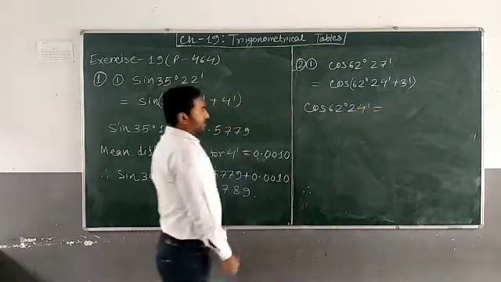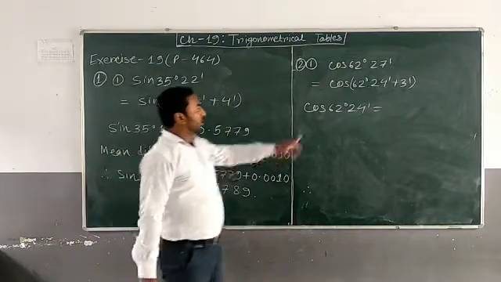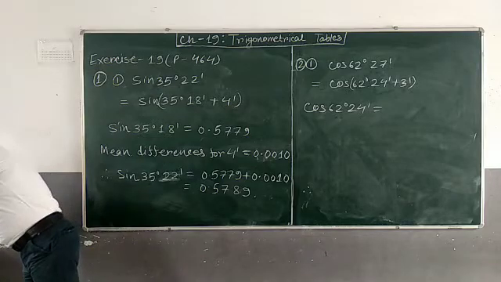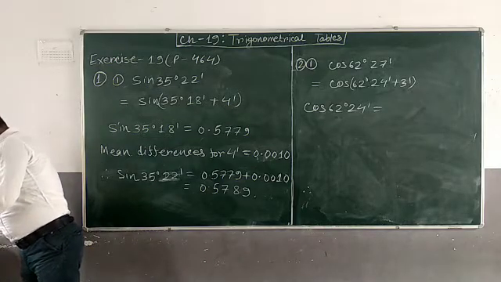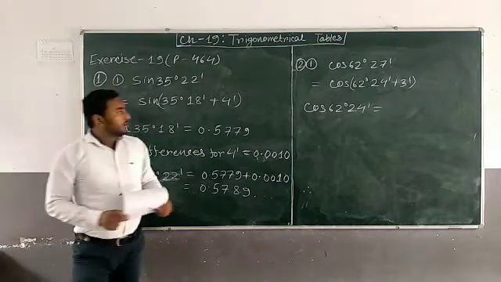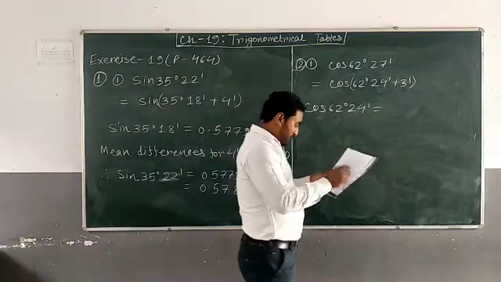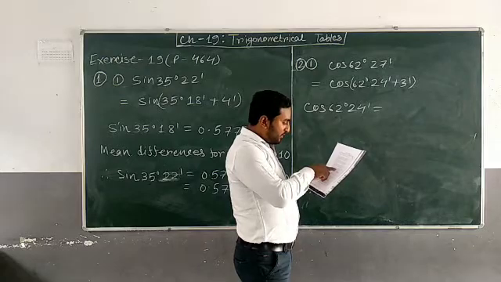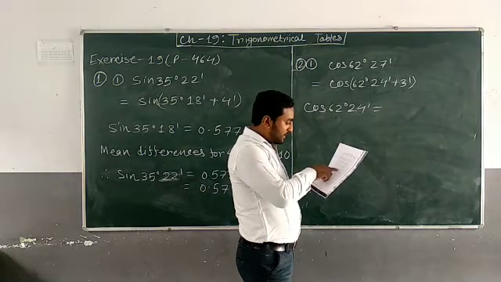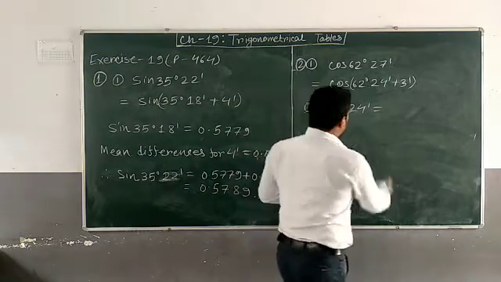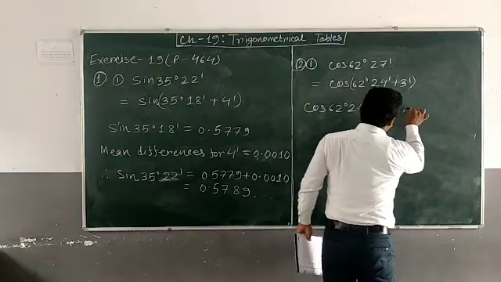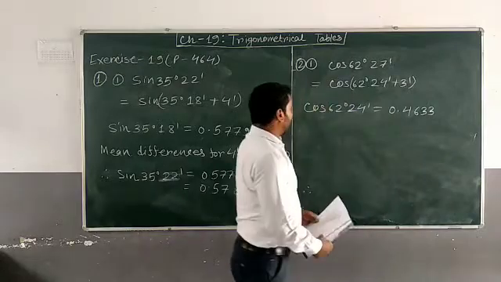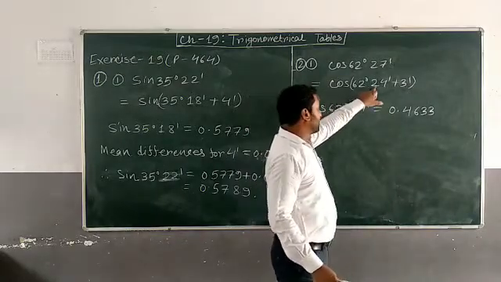Cos 62 degree 24 minutes, you have to see the value from the table. Let us see the value of this one from the table: 62 degree 24 minutes is 0.4633. Okay, so we have calculated the value of cos 62 degree 24 minutes.